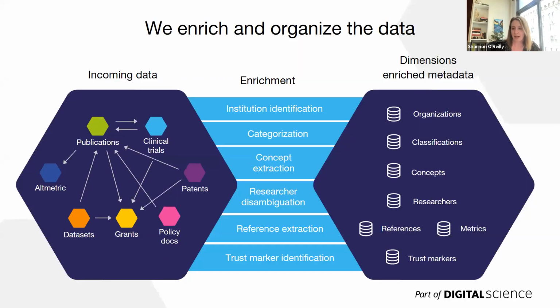In addition to making connections, Dimensions also enriches and organizes the data in several ways. We disambiguate institutions, we apply research categorizations on a record level, we extract concepts, we disambiguate people and extract references. What you get at the end of that enrichment process is a cleaner set of metadata that is a lot easier to navigate, whether you're using it for discovery or analysis.